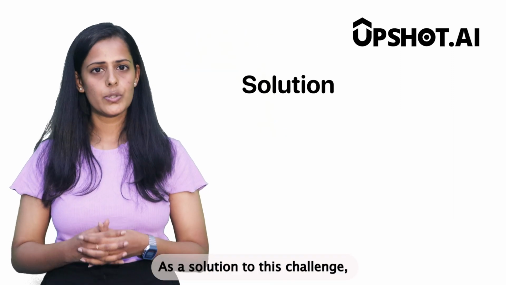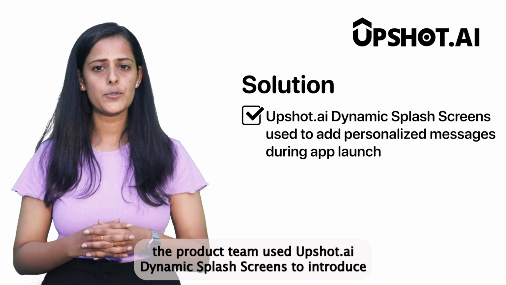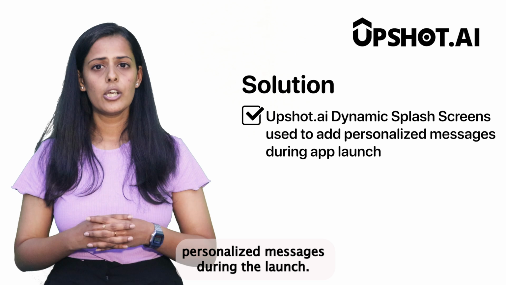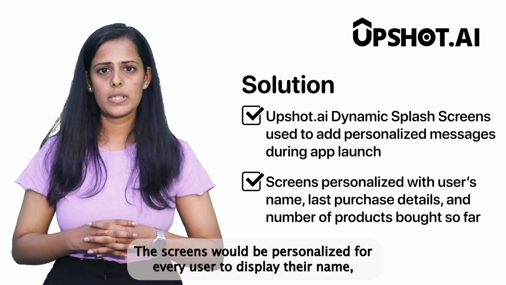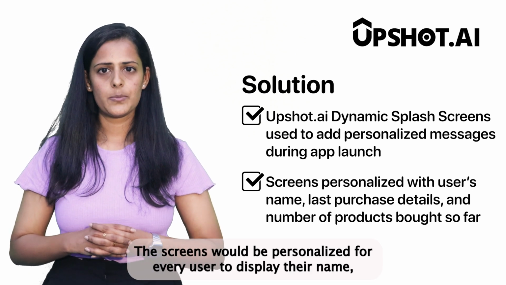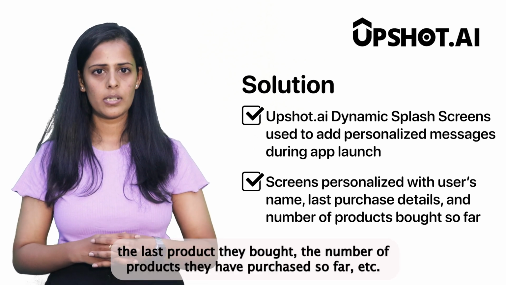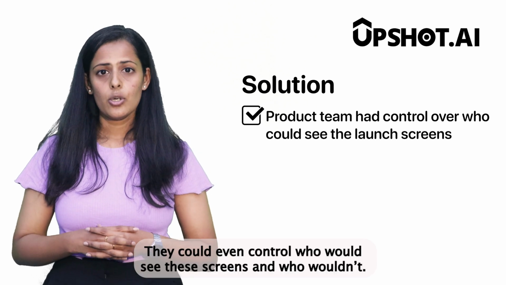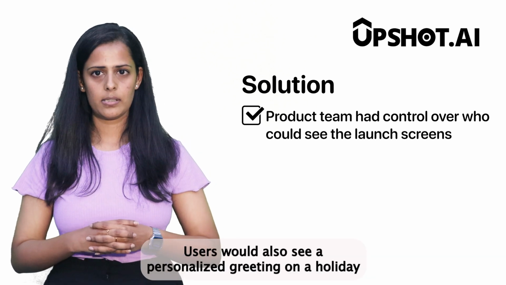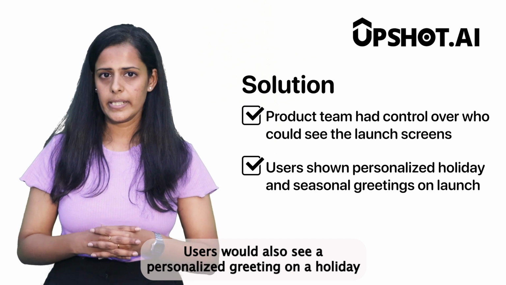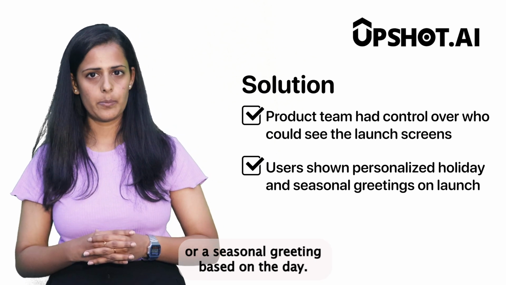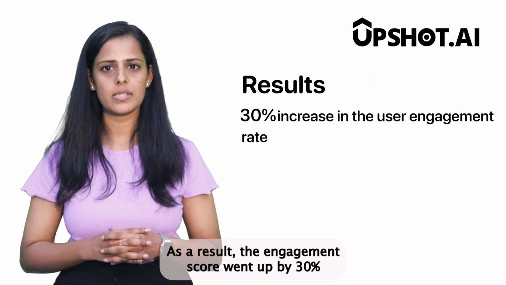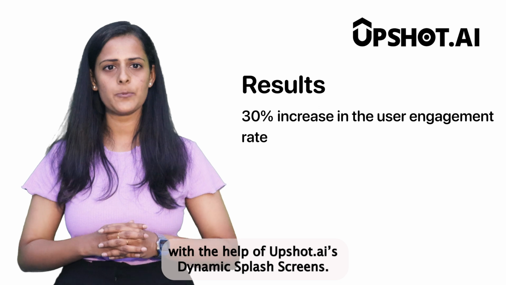As a solution to this challenge, the product team used Upshot AI dynamic splash screens to introduce personalized messages during the launch. The screens would be personalized for every user to display their name, the last product they bought, the number of products they have purchased so far, etc. They could even control who would see these screens and who wouldn't. Users would also see a personalized greeting on a holiday or a seasonal greeting based on the day. As a result, the engagement score went up by 30% with the help of Upshot AI's dynamic splash screens.